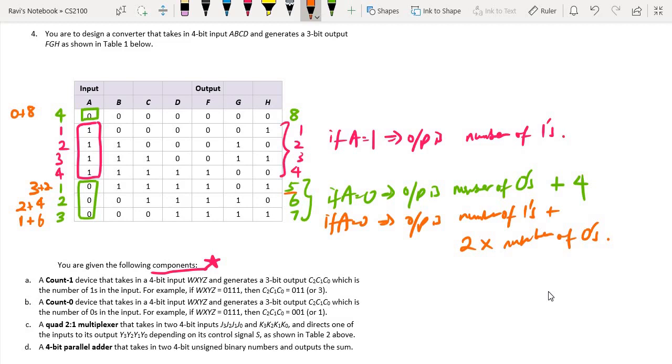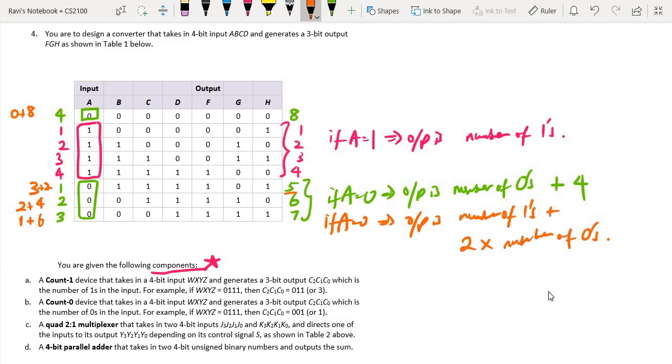Okay, so that is another relationship that you can also observe. So either I can say that if A is 0, output is number of zeros plus 4, or the other alternative is, if A is 0, output is the number of 1s plus 2 times the number of zeros. I understand that this is definitely not obvious and not very clear in the approach, because if you are unable to see a pattern or any relationship, you really do not know how to start a question like this.